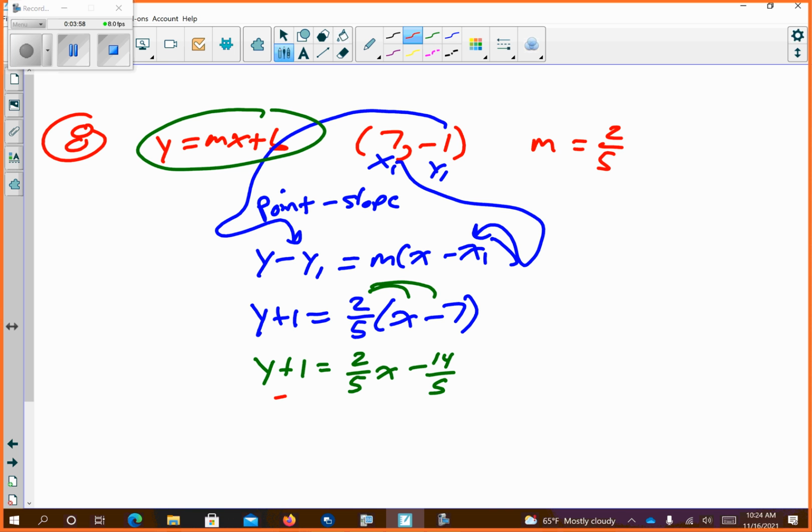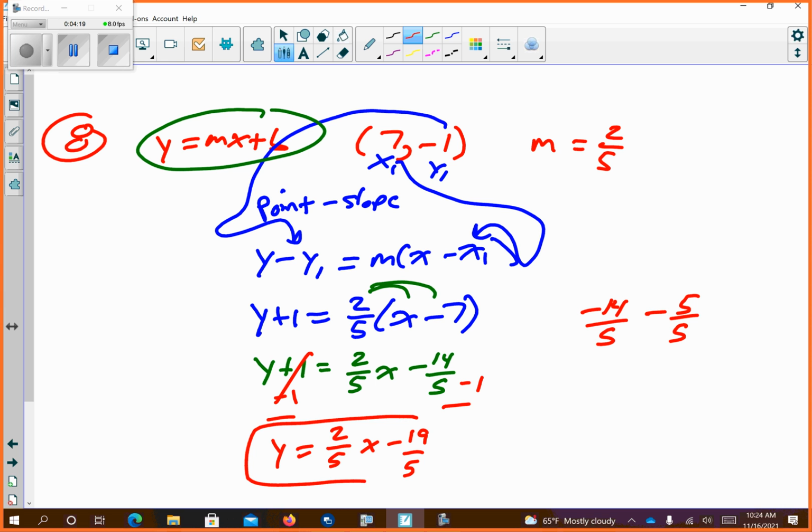So then I'm going to subtract 1 from both sides. So I get y equals, because those cancel, 2/5x. And then we have to figure out what this is. I have -14/5 minus 1. Well, 1's the same thing as 5/5, so now we have a common denominator. So that gives me -19/5. And good luck plotting -19/5 as a y-intercept.